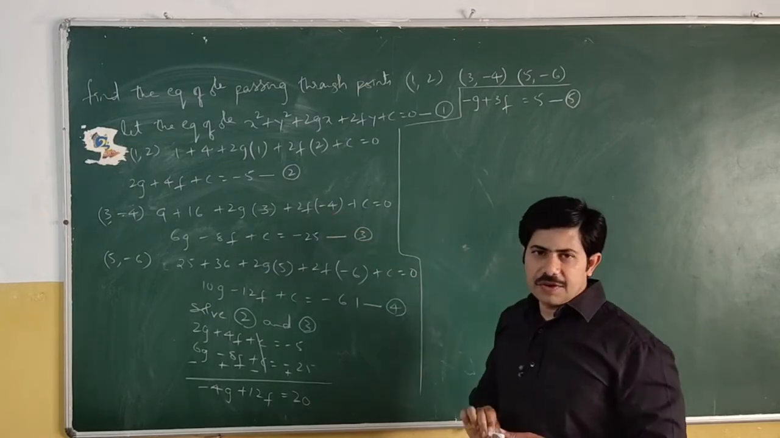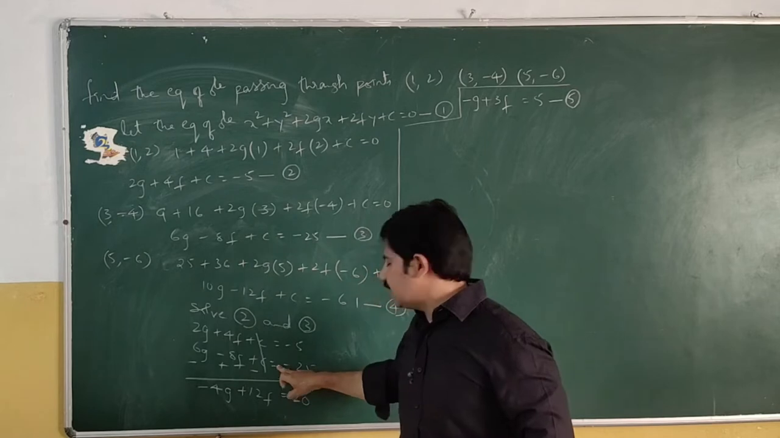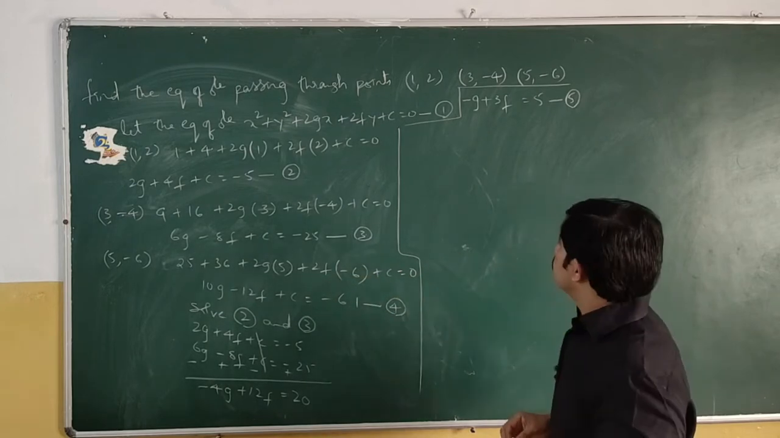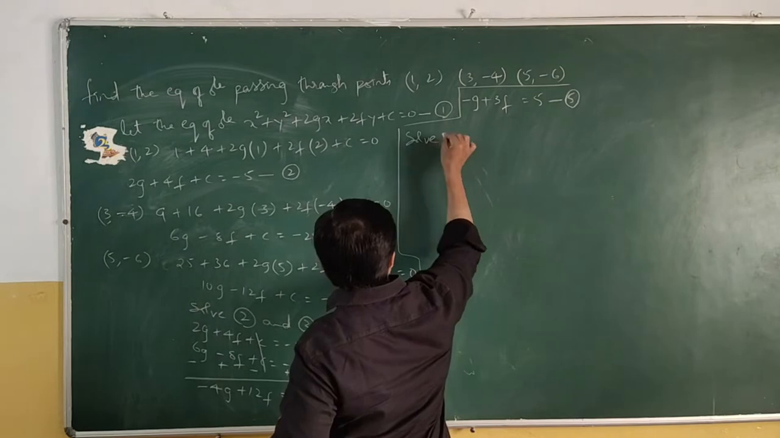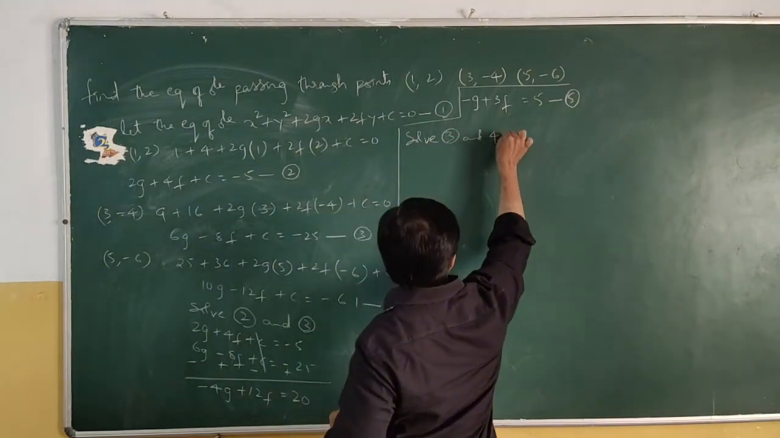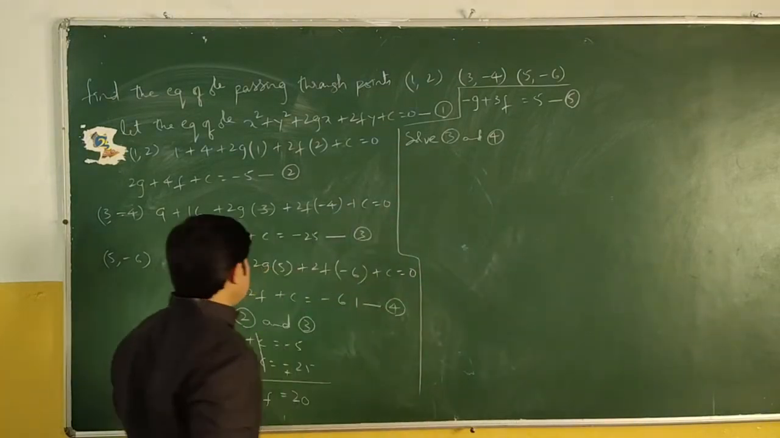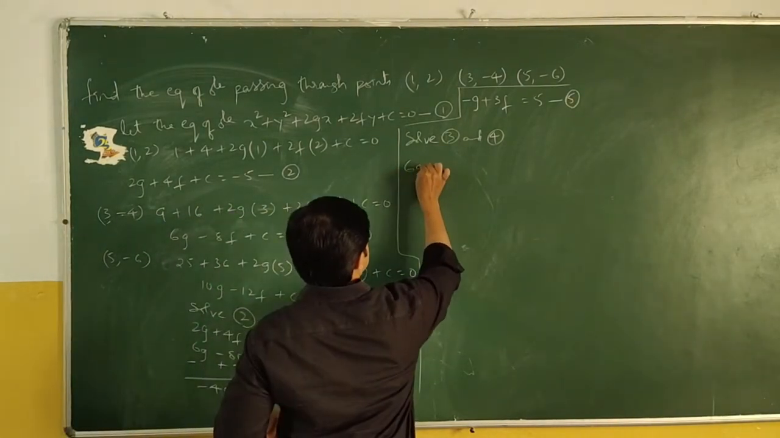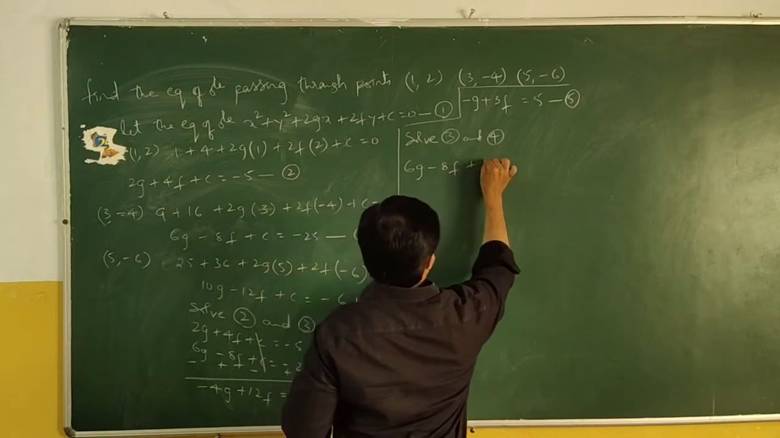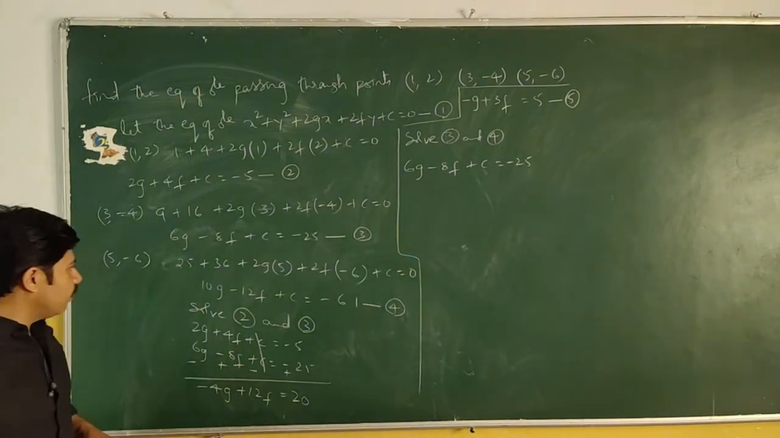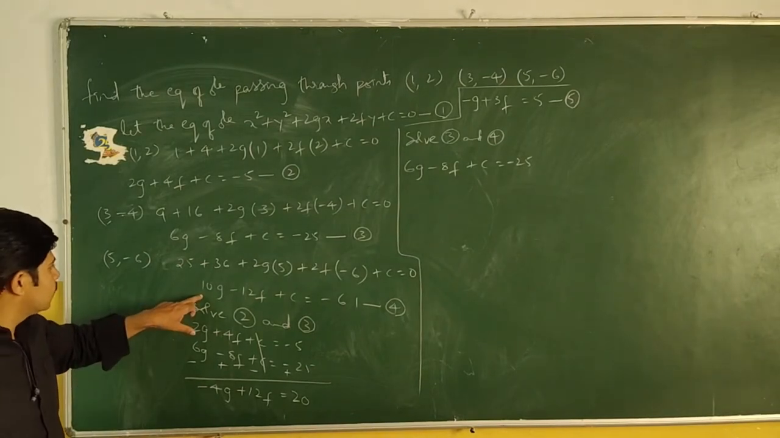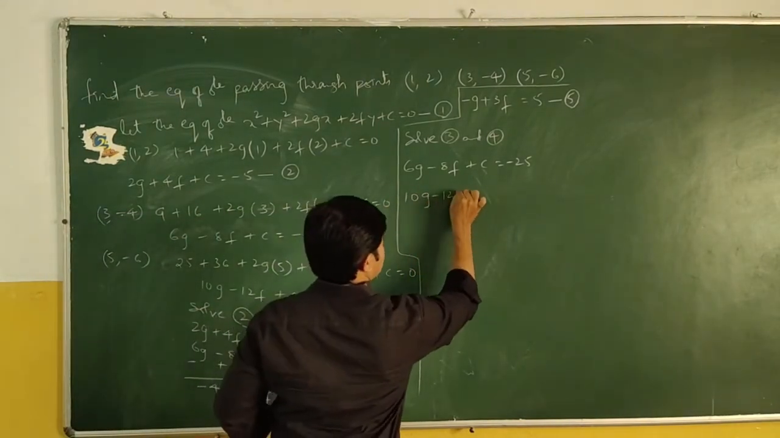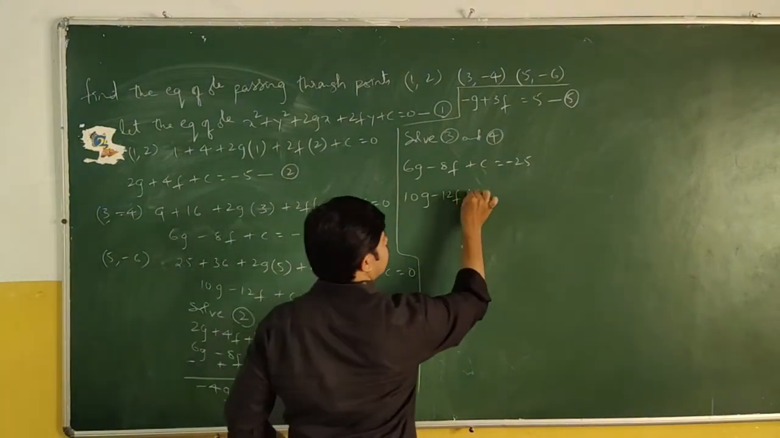Again we eliminate c. See, first we solved 2 and 3, we eliminated c and got an equation. After that, we solve 3 and 4. Again we eliminate c. So what is equation 3? Equation 3 is 6g - 8f + c = -25. And what is equation 4? Equation 4 is 10g - 12f + c = -61.